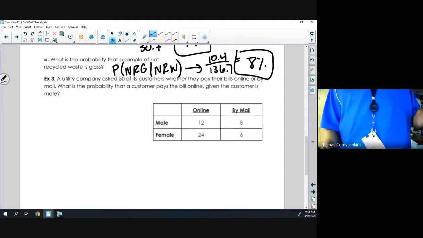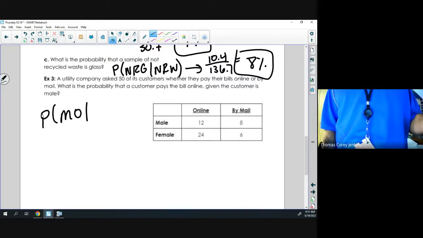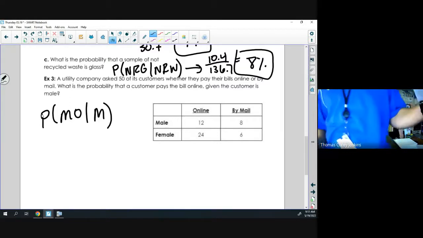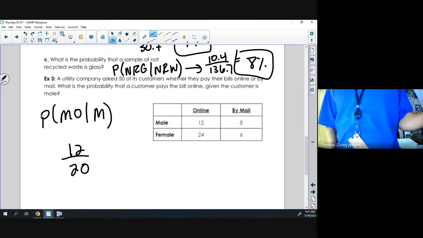All right, so what we're looking for here is using the formula. We would be looking for the probability of a male who pays online, given that we're talking about males, total males, right? So that ends up being 12 out of 20. 12 plus 8 to get to 20, and that is exactly 60%.